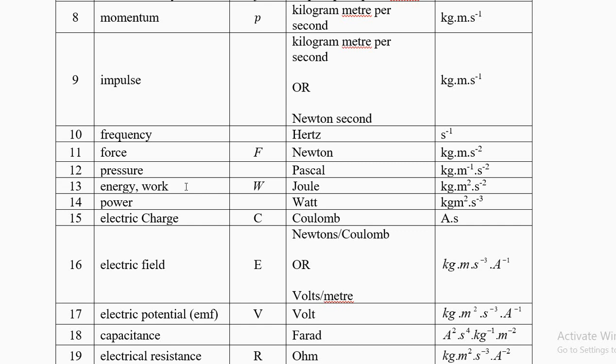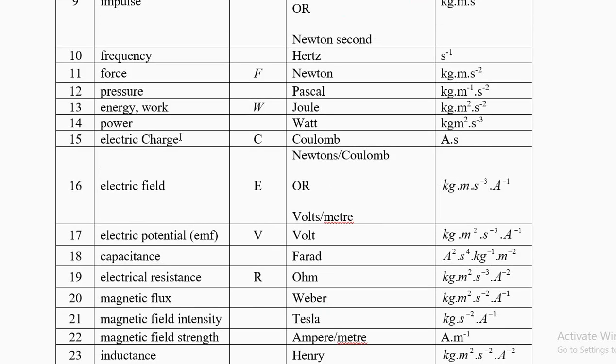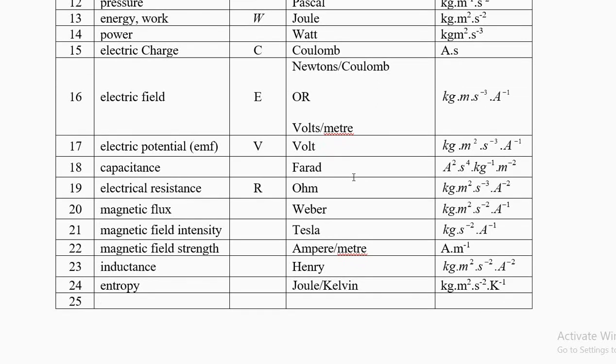Work and energy have the same unit. What is work? One simple formula is force into distance. So it will be kilogram meter squared second minus 2. You copy the force from the previous line and just do it. Electric charge, coulomb is the unit. It is ampere second. Likewise, you can go on.